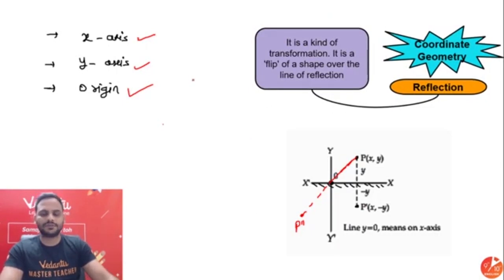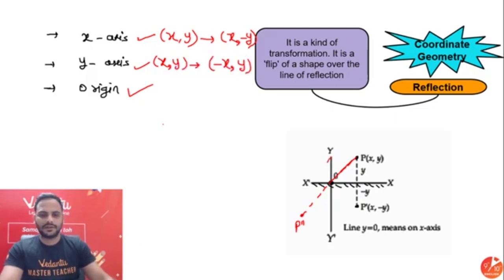Along the x-axis, when you are doing the reflection of the point x comma y along x-axis, you can clearly see x coordinate remains same, y coordinate changes, it becomes negative. So its reflection will be x comma minus y. If I reflect a point x comma y along y-axis, y coordinate will remain same, x coordinate will become negative. If I keep, suppose, y-axis as my mirror, in that case you can clearly see that here the image will be somewhere over here.